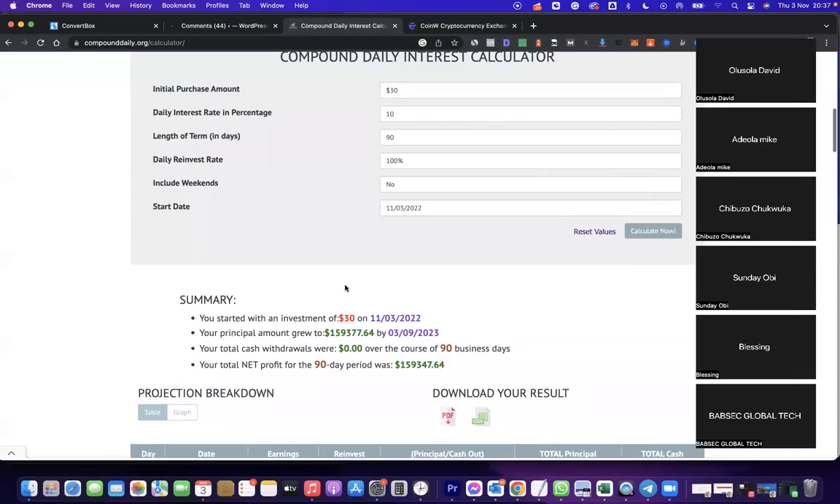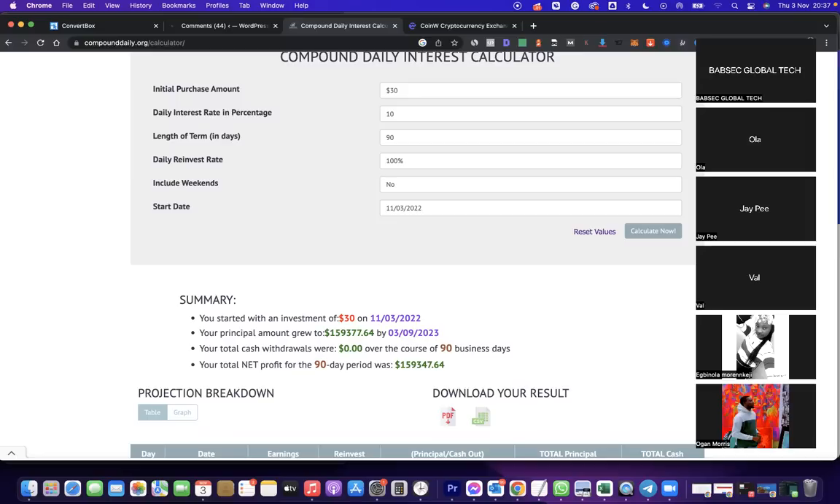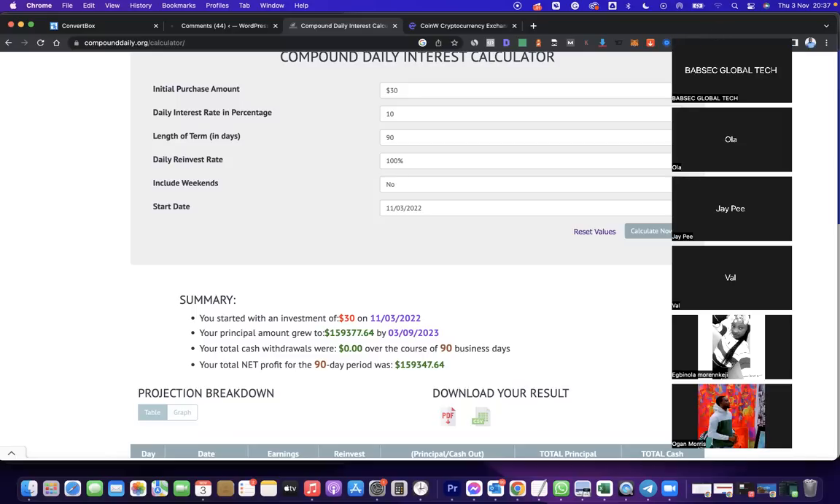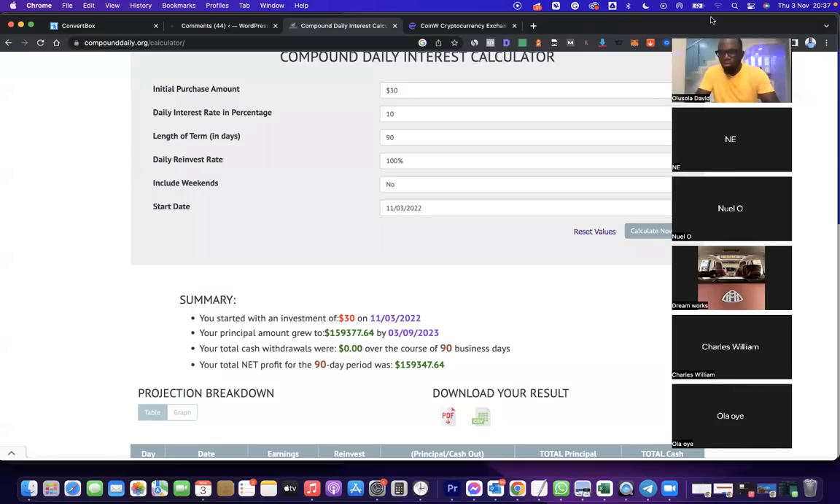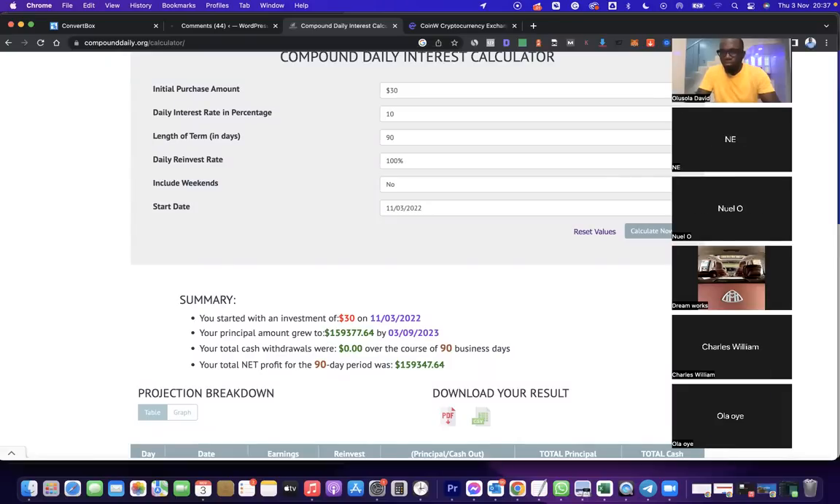As you can see, with the 30% of our $100, this is what we can make. Can we please mute ourselves? Like I said, the 30% of $100 is $30, and this is what we're going to be making at the end of the 90 days.